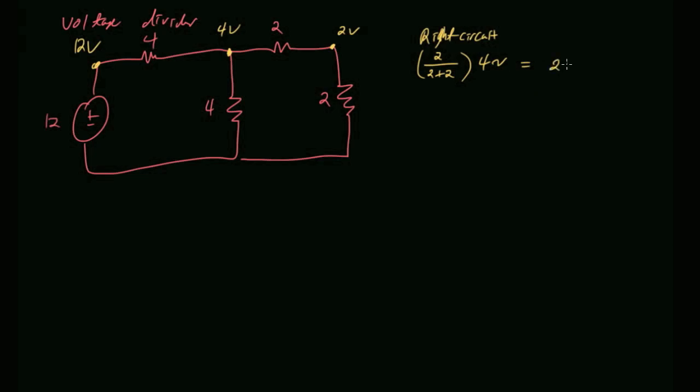Right, 2 over 4 is a half. Half of 4 is 2 volts. Is that what I get? Hey, that's kind of slick. Okay, so even in this case where it's a little bit more sophisticated, the voltage divider still applies. It's kind of slick, right? Now, what if we talk about the left-hand circuit?